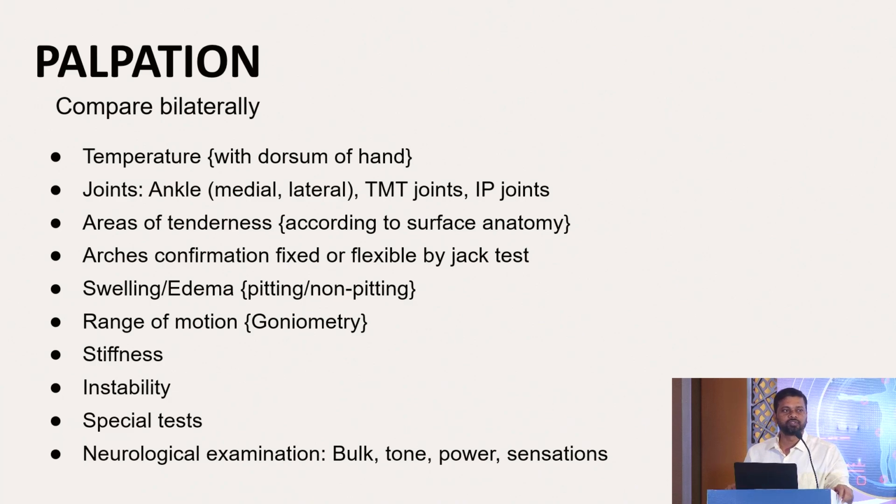In palpation, usually we check the temperature with the dorsum of the hand, always compare with the other side also. Then joints, in joints, usually we palpate the ankle joint, TMT joint, IP joint, and decide the area of tenderness as per the surface anatomy. Arches, whether it is fixed or flexible, swelling, edema, range of motion, then stiffness, instability, special test, and neurovascular examination.